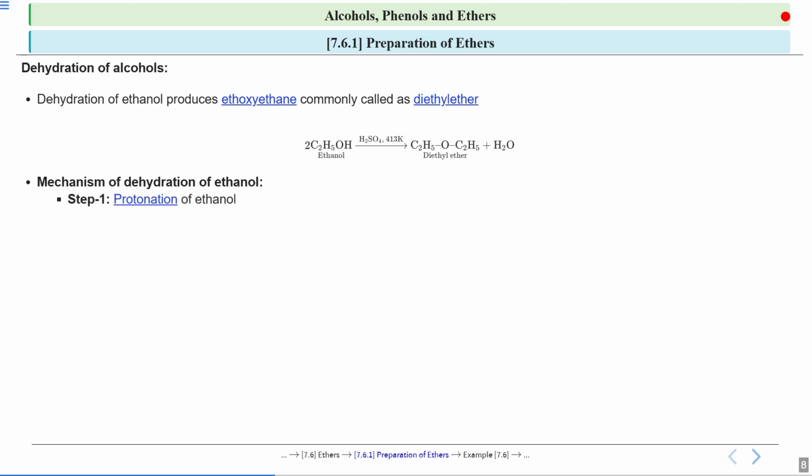Now what happens in this reaction? As I told, this reaction occurs by the SN2 mechanism. And in this reaction, there is a nucleophilic attack, so it is a bimolecular substitution reaction. In step 1, it is protonation of ethanol. Because if we want a nucleophile to attack, then there should be a positive charge, because a nucleophile loves positive charge. So for the nucleophile to attack, we have to protonate our alcohol.